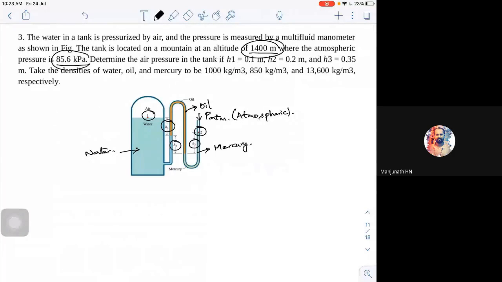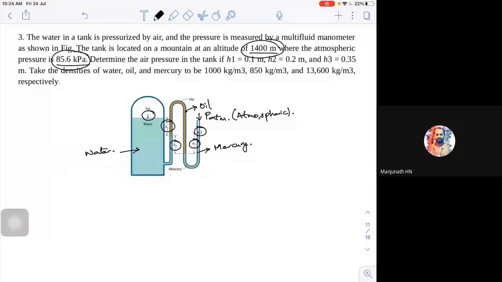Now, say I have a differential manometer. What I will do is, wherever the atmospheric pressure is there, I am going to connect it to the second point. Then, using the same principle, I can measure the pressure, or the difference in pressure, between two water tanks or two different fluids flowing through.